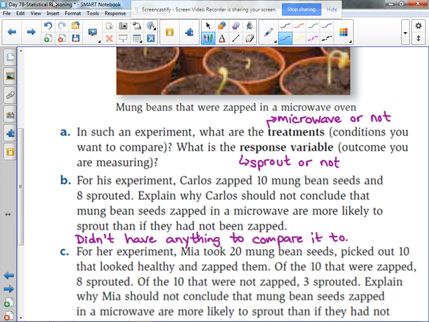Because he zapped all of them. There wasn't that other treatment. Whenever you're doing an experiment like this, you have to have a group that you do it to and a group that you don't do it to.